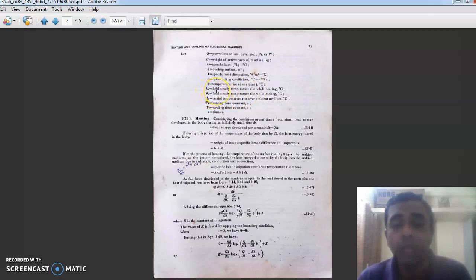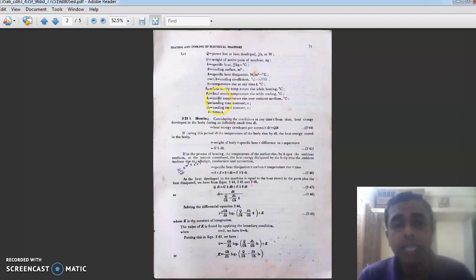So what is theta m? Theta m is the final steady state temperature rise while heating, and theta n is the final steady state temperature rise while cooling. As I mentioned just before, for part load operation, it allows some cooling, so it will not settle down to 0 degrees Celsius, but the temperature will come down and settle down to a final temperature, that is theta n. If the machine is shut down for a very long time, then theta n becomes 0. Otherwise theta n will have a value.